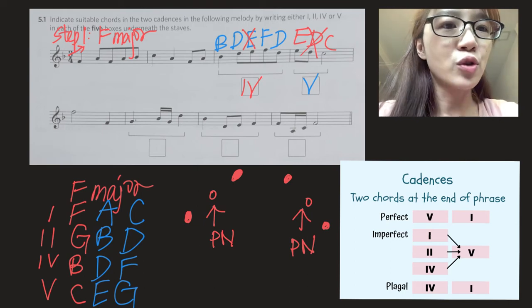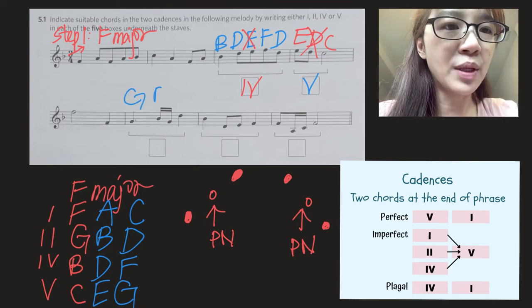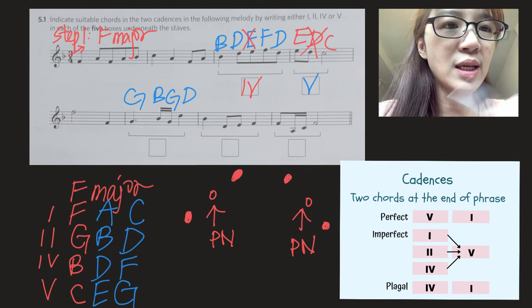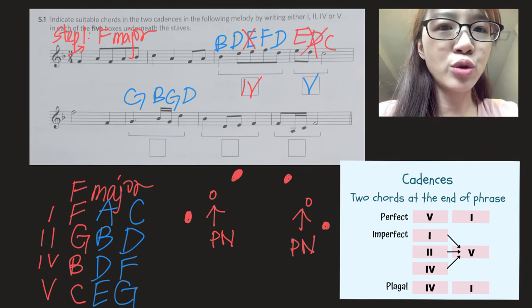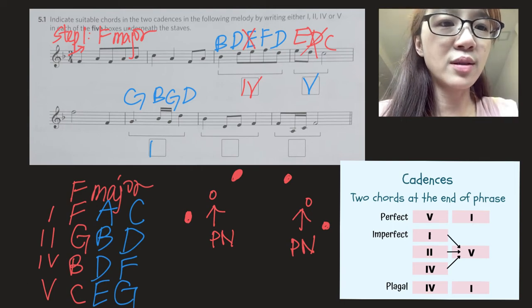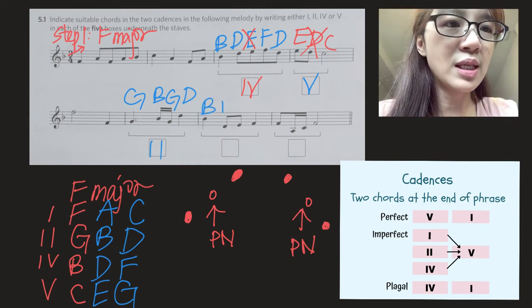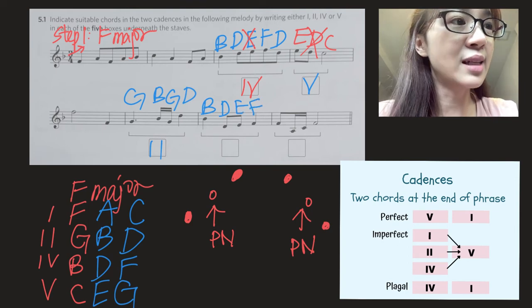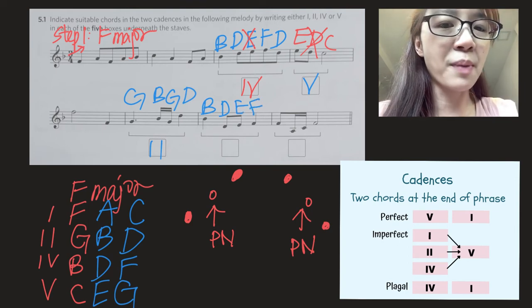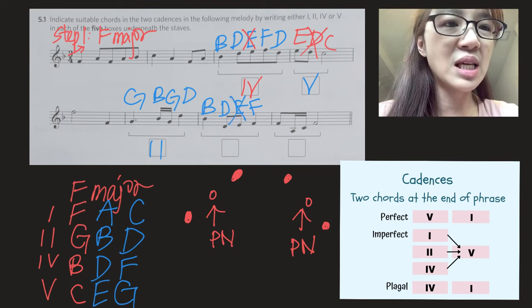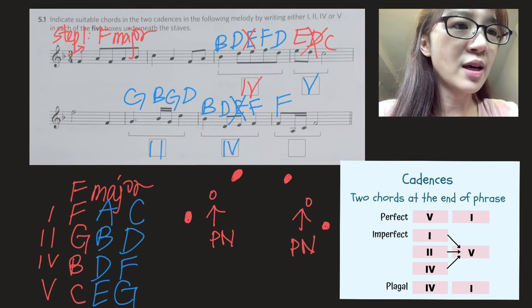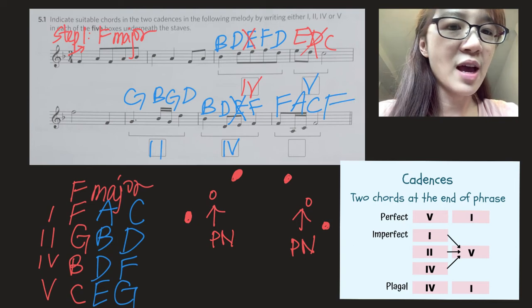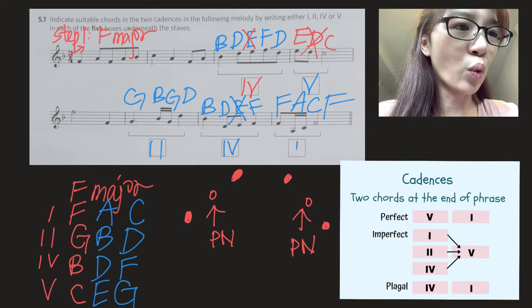Next one. So you have a G, B, G, D. G, B, D. Chord 2. Very straightforward. Next one. B, D, E, F. Again, stepwise, the middle notes are passing notes. You don't have to consider that. So it's B, D, F, chord 4. Next one, F, A, C, F. F, A, C is chord 1.